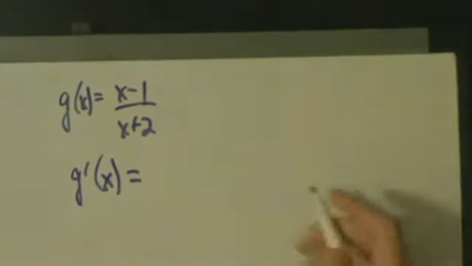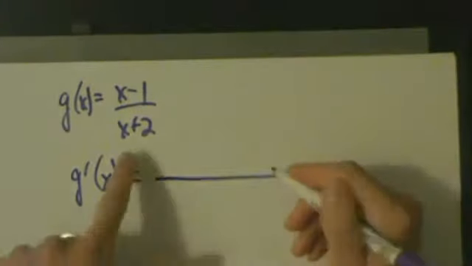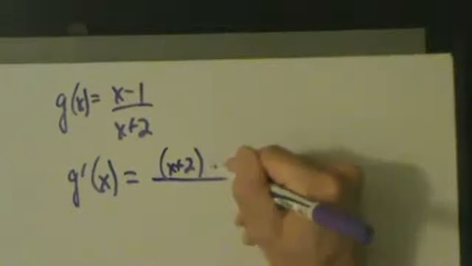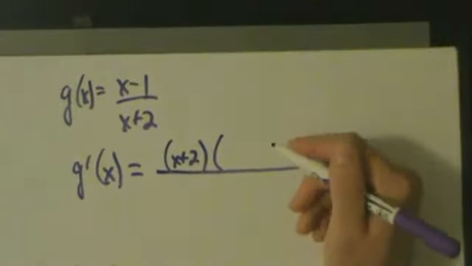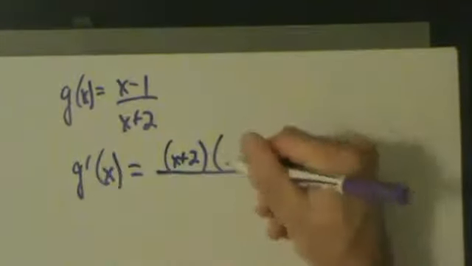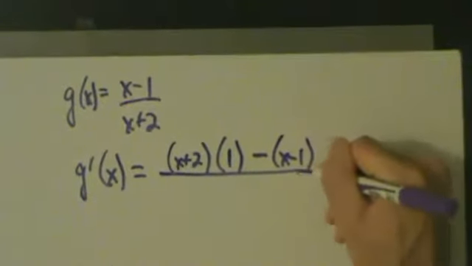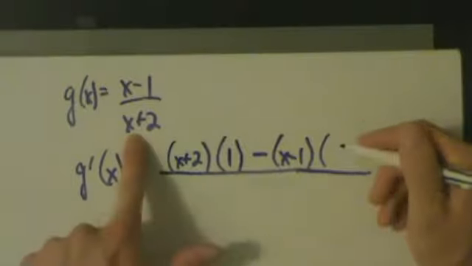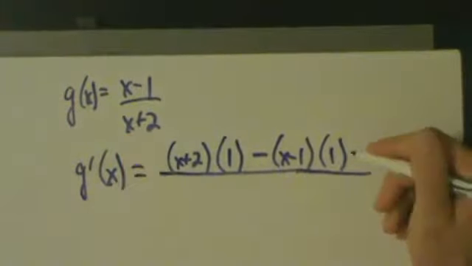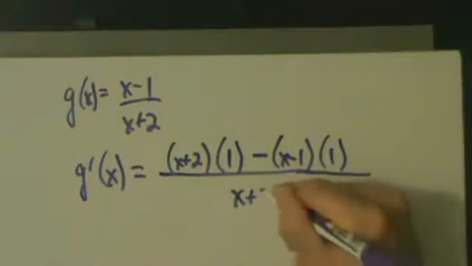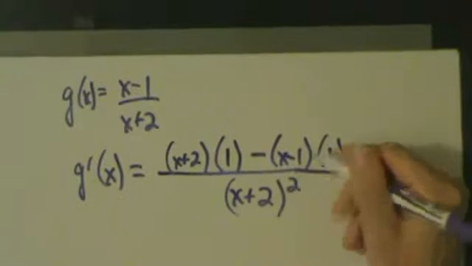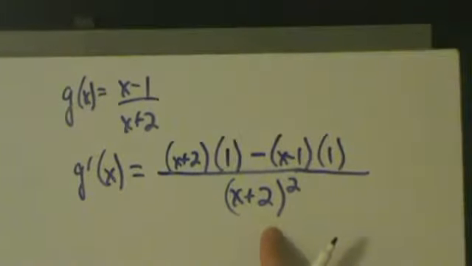from the quotient rule is going to be bottom times the derivative of the top, and the top is x minus 1, so its derivative is just 1, and then minus the top times the derivative of the bottom, which is x plus 2, so its derivative is just 1, and then all of that divided by the bottom squared. And we don't really need to FOIL the bottom, let's just leave it like that for now.